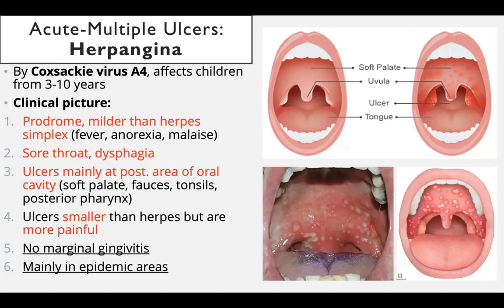Okay, perfect, perfect. Thank you so much. So the prodrome is milder and the ulcers are smaller. Herpangina ulcers are smaller and the prodrome is milder than herpes. Perfect answer.